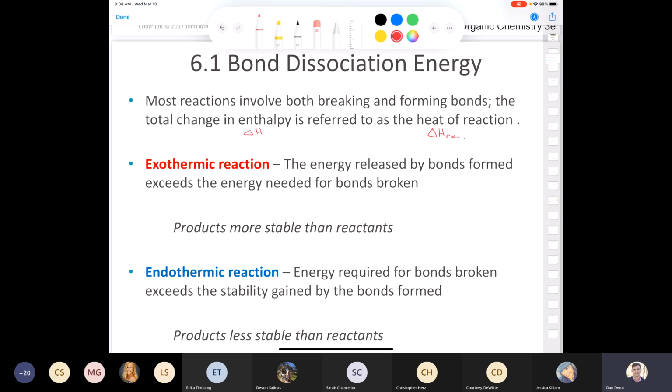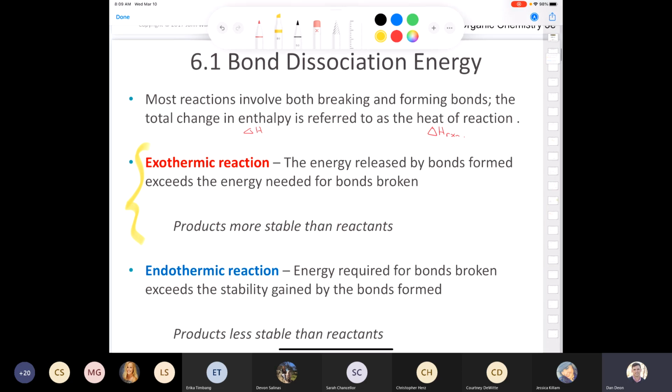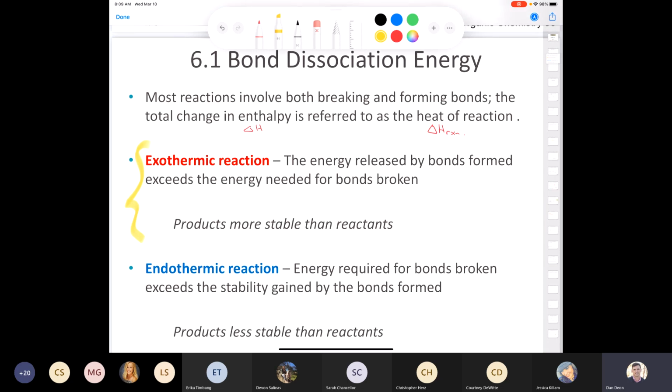Now, there's two types of changes in enthalpy that we're going to be concerned with: an exothermic reaction and an endothermic reaction. Well, what's an exothermic reaction? It says the energy released by the bonds that are formed is going to exceed the amount of energy that's required to break those bonds. So that means there's going to be energy released into the environment, into the surroundings. And in the case of an exothermic reaction, the products are more stable than reactants. Now, if you're thinking, what about a reaction coordinate diagram, Mr. Dion? I looked at those in general chemistry. We're going to look at examples of those on the next slide. Just give me a second here.